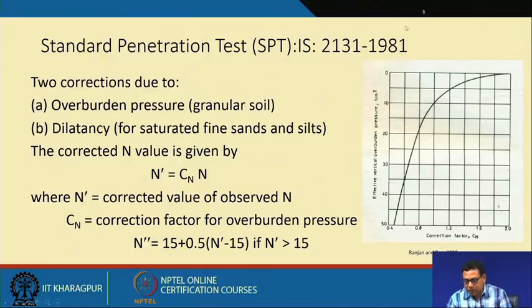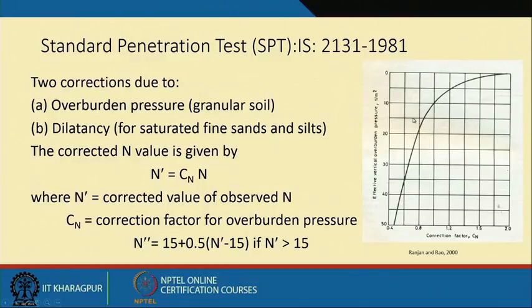So, at the shallow depth you can see the correction factor is greater than 1, because here your effective overburden stress value is very low, but at the higher depth the correction factor is less than 1. This is the zone where the correction factor is less than 1, which is applicable for the higher depth, and here this is for the lower depth. That is why we apply the correction factor Cn to correct this N value for the overburden pressure.